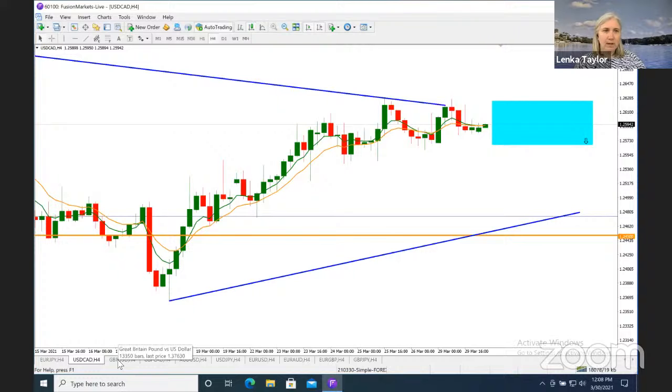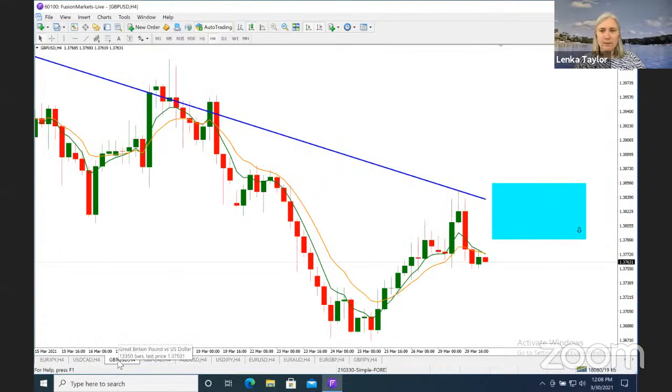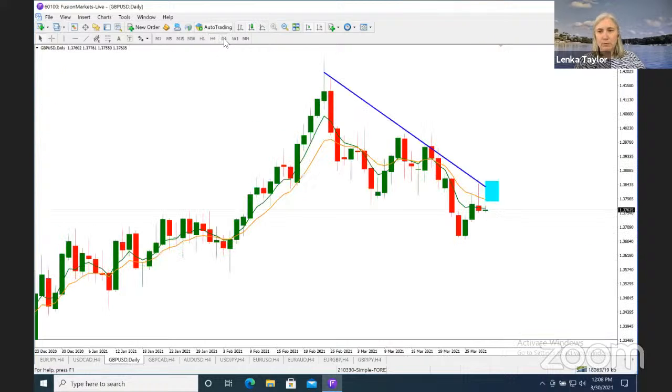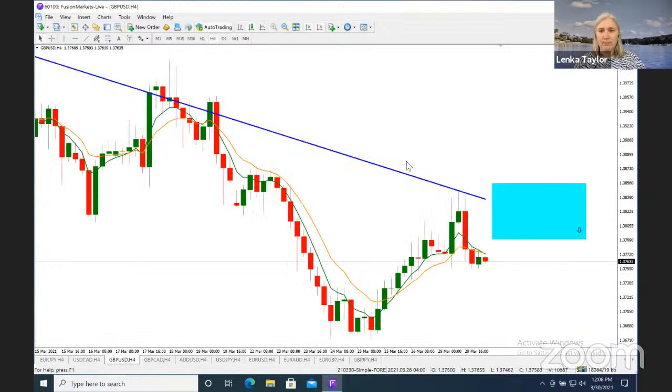Next currency pair is GBP USD. With this one, also looking for a short. Now we have come back to that area, probably looking for a bit more sideways movement and a really good, strong setup with the candlesticks for a short there. So let's watch that one.